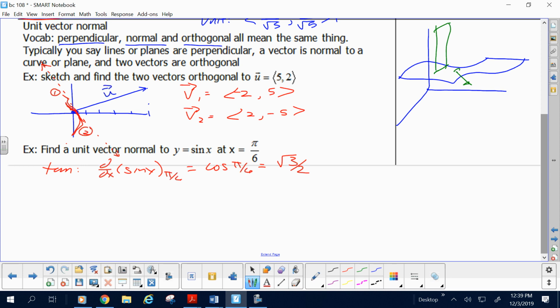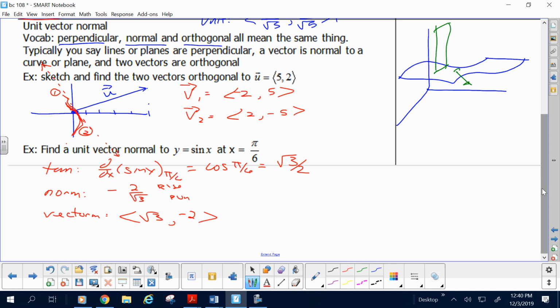Cool. What's the normal to that? Negative 2 over root 3. Now all that's slopes, so let's change it to vectors. What's a vector that's normal? This is your rise, and this is your run. Which one is your horizontal? Root 3 comes first, and the vertical is 2. The negative sign could be on either one, but it should be on one of them.